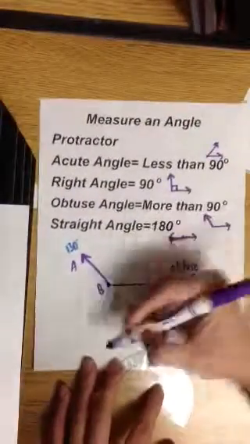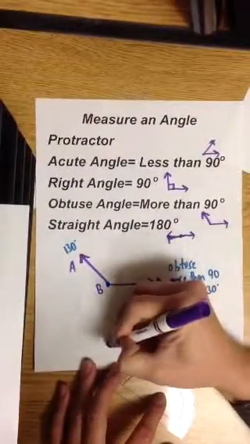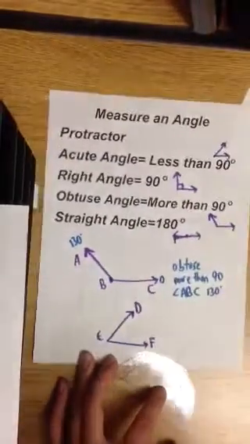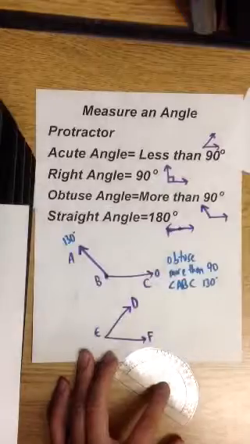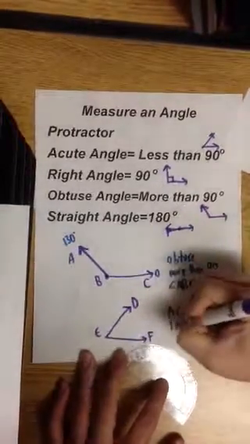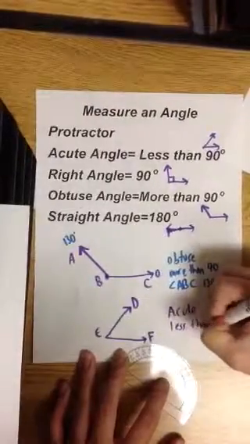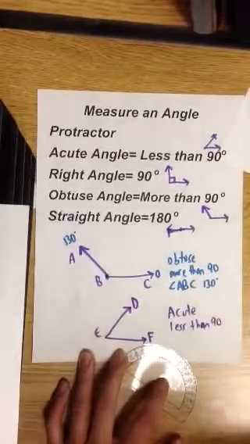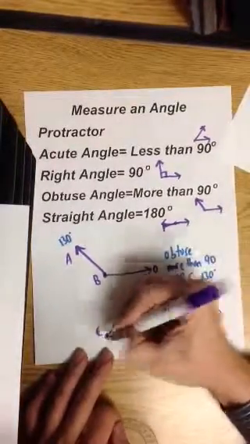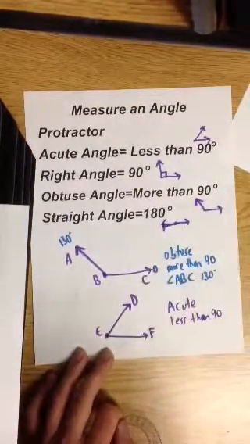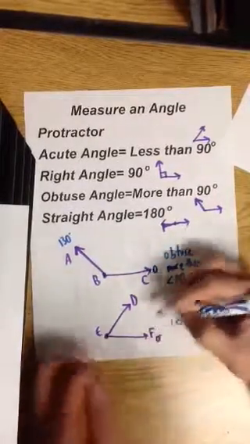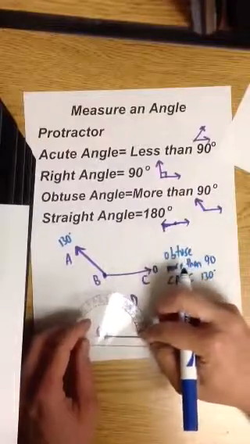Let's try another one. This is DEF. If you had to take a guess, classify this angle. It looks like an acute angle to me. I know the definition of an acute angle is less than 90, so we need a number less than 90 degrees. This is the vertex. Where do you want to start from? Okay, we'll start at 0 right here. Line up your vertex to 0 degrees.